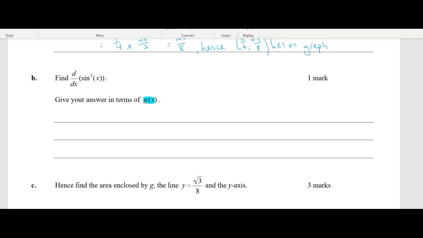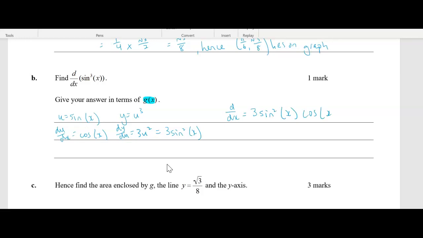All right, so I'm going to use the chain rule for this one. So let u equal sine x. That means y is equal to u cubed. So du dx equals cos x, and dy du equals 3u squared, which is 3 sine squared x. So dy dx is equal to, we're just multiplying, 3 sine squared x cos x.